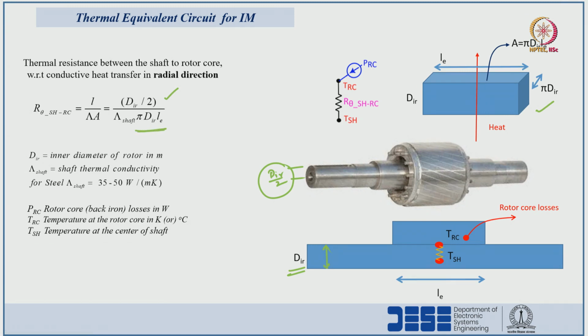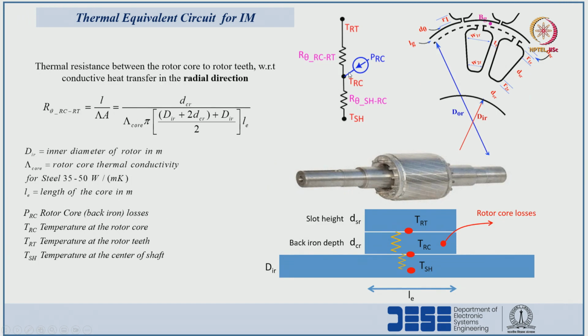The area with respect to the shaft material we can calculate as the x axis length times the y axis length. The x axis length, using the perimeter, is pi times dir, and the y axis length is Le, as we can see in this image. So, the total area is pi dir times Le, and the thermal conductivity for the shaft material, that is steel, is 35 to 50 watt per meter Kelvin.